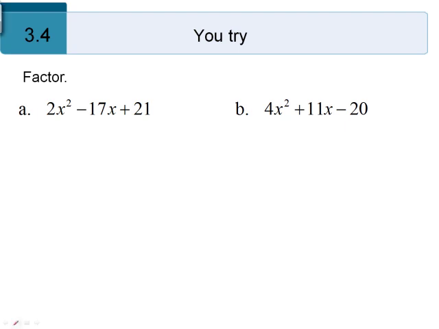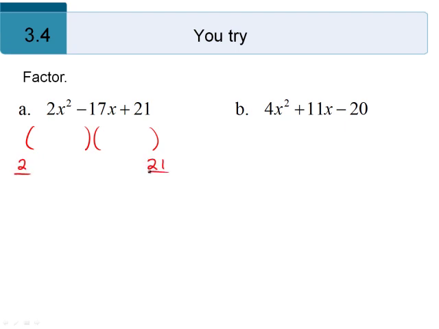What you have to do here is find the factors of the first and last terms, and together when you check the outer plus the inner, that should add up to the middle term. If we look at the first one here, letter A, we have 2x squared minus 17x plus 21. The first thing you look for is the greatest common factor, a GCF. We don't have one, so you can automatically set up parentheses, like FOIL. We need to find the factors of 2 and of 21.